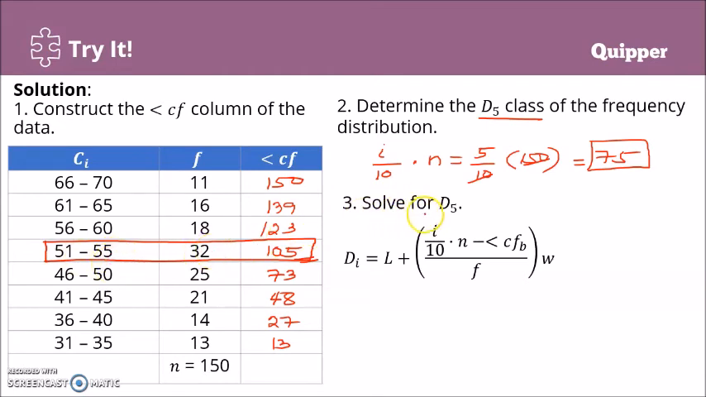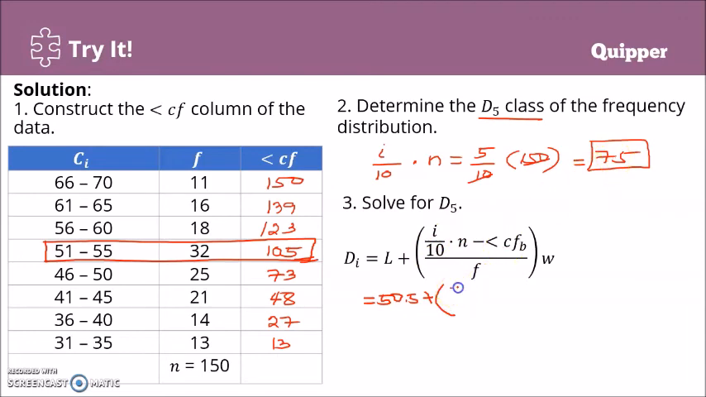So, let's solve for the fifth decile using this formula. Again, pareho lang sila ng formula ng quartile. Ang kaibahan, 10 lang ito dito. Okay. So, substitution tayo. The lower class boundary is between 51 and 50. So, that's 50.5. Plus, of course, eto na-solve na natin yan.